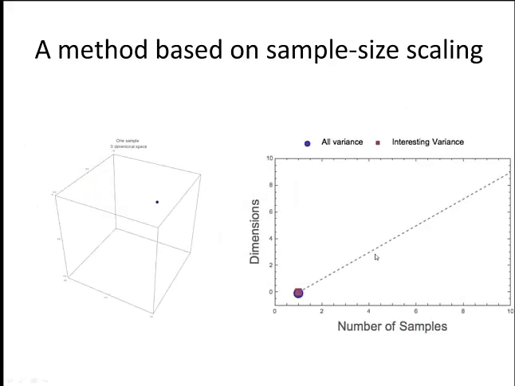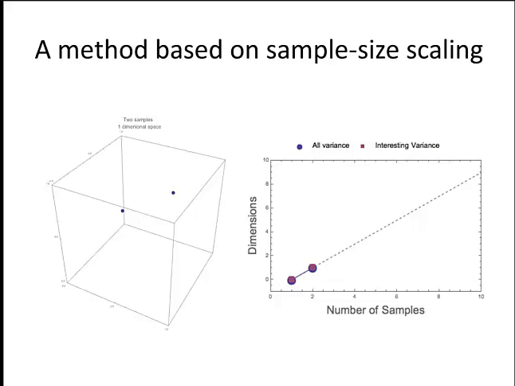So now I'm going to try to explain this idea of sample size scaling to estimate dimensionality. Let's start with a single sample. Here's the number of samples on the horizontal axis, and here is the dimensions of the space that we need to capture the variation. We've got one sample, and we can capture it in a 0-dimensional space, just a point. 2 samples lie on a line. There's a straight line that always connects 2 points. So with a 1-dimensional subspace, we can capture the variation in our data.